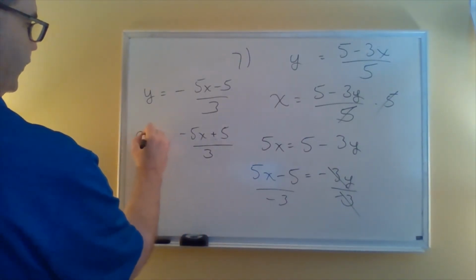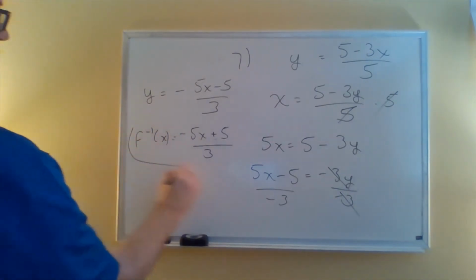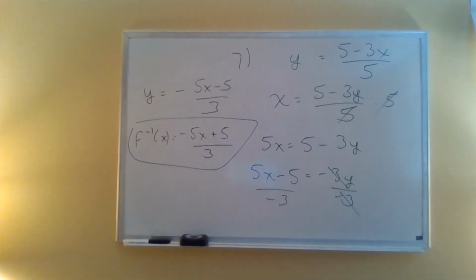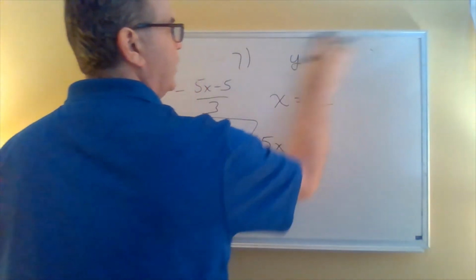Then we're going to change this to the proper notation. F to the negative 1 of x equals (negative 5x plus 5) over 3. So that is number 7. Number 8 for you real quick.